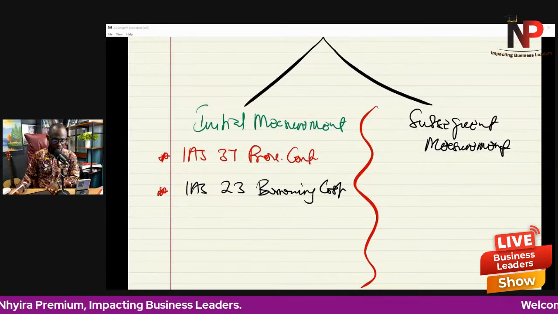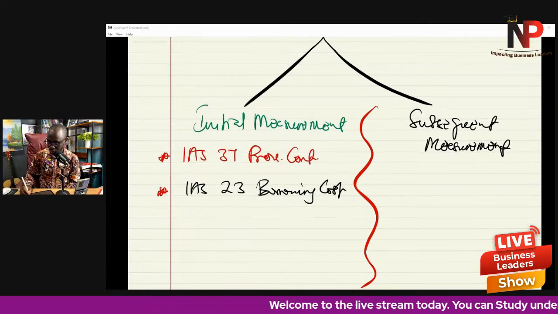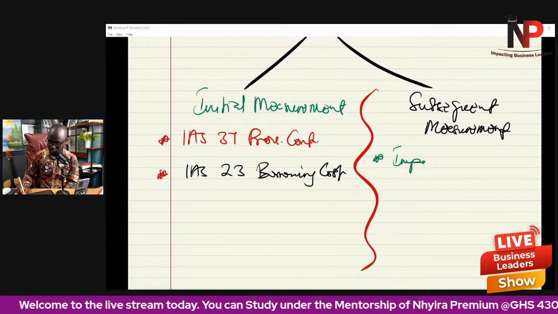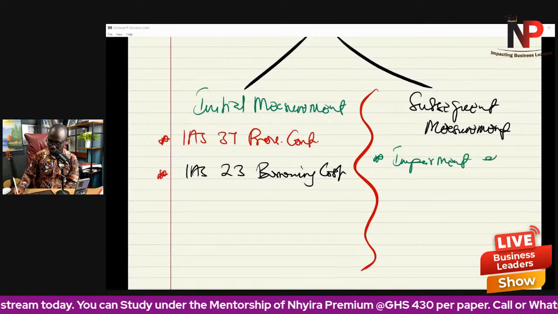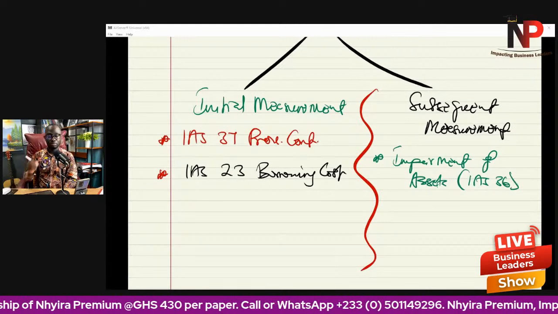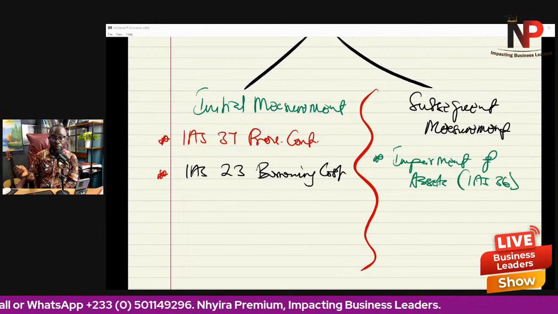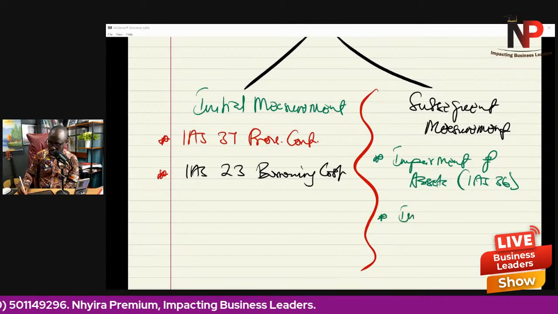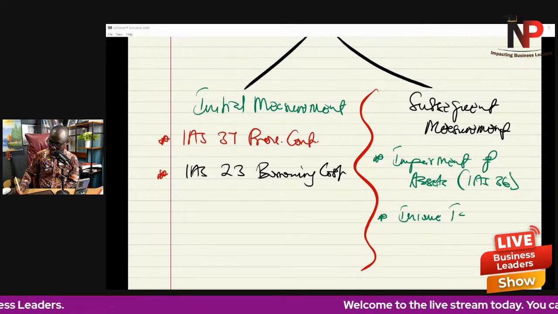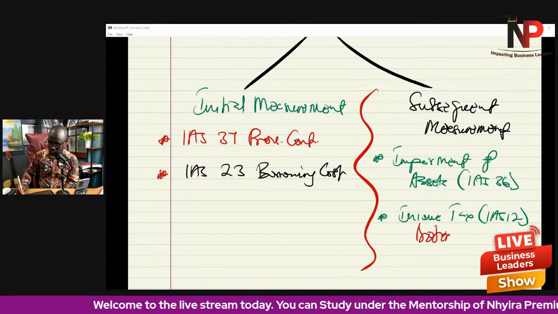On the subsequent measurement front, we're also going to have a standard relating to impairment. So impairment of assets, and that will be IAS 36. So on subsequent measurement, we need impairment, IAS 36, very important. Not only that, on subsequent measurement, when assets are revalued, there will be deferred tax implications. So we need income tax, IAS 12, to know the deferred tax implication.